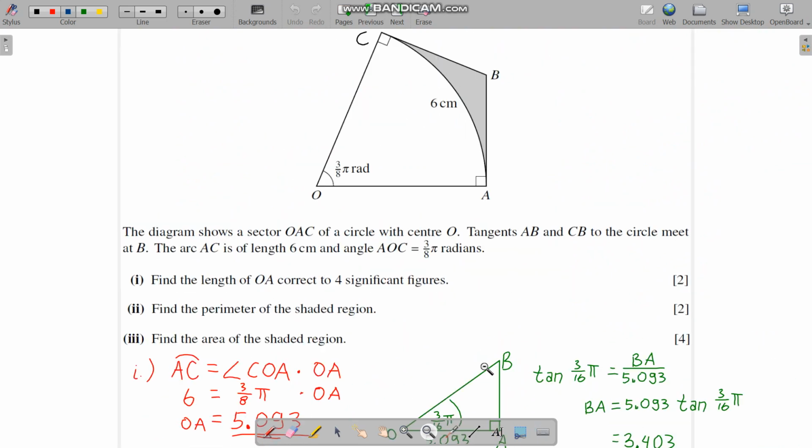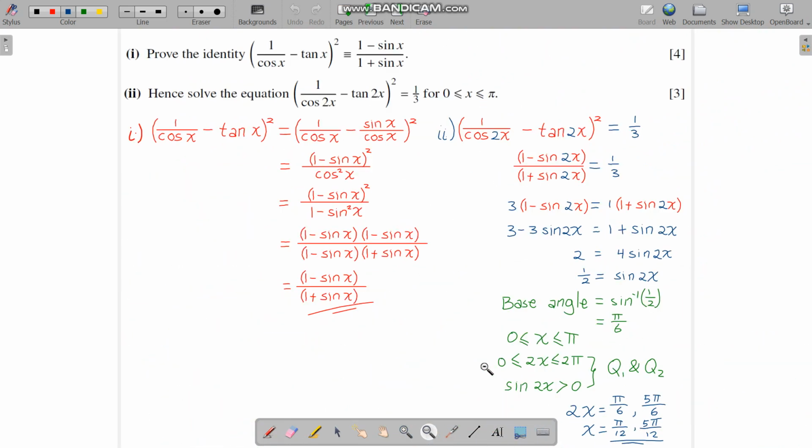Now let's do a different kind of question. This one, prove the identity. So 1 minus cos, 1 over cos minus tangent all squared is the same as 1 over cos minus sine over cos, because tangent is sine over cos.